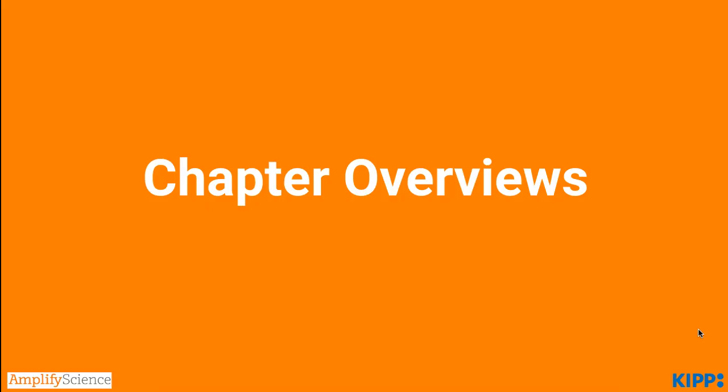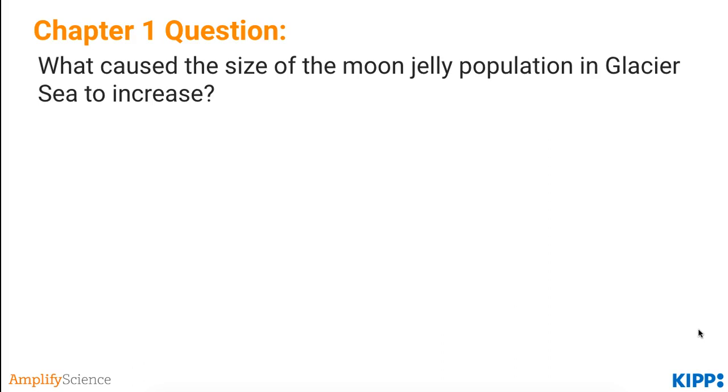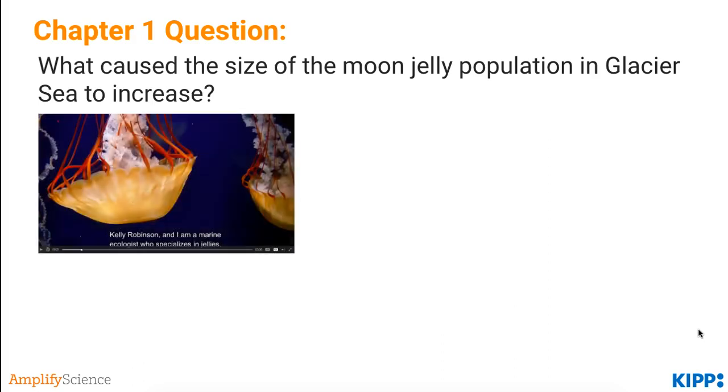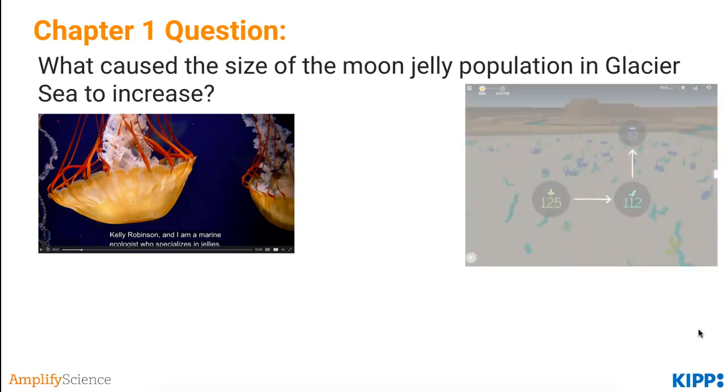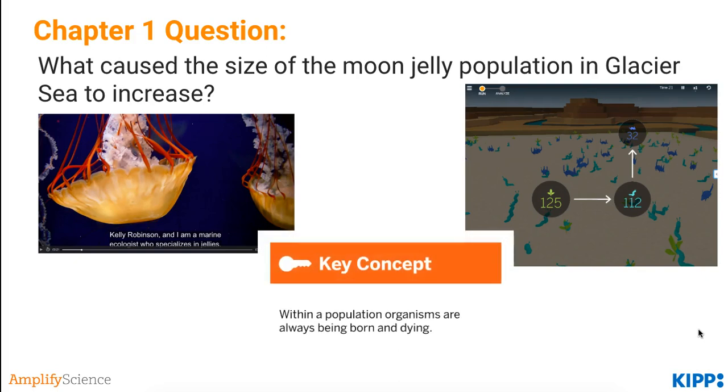Now we are going to start diving into what students are going to do and learn each chapter of this unit. The Chapter 1 question is, what caused the size of the moon jelly population in the Glacier Sea to increase? In this chapter, students will watch a video to learn about the ecologist studying the jelly population increase. They will explore the populations and resources sim, and they will get to the key concept that within a population, organisms are always being born and dying.